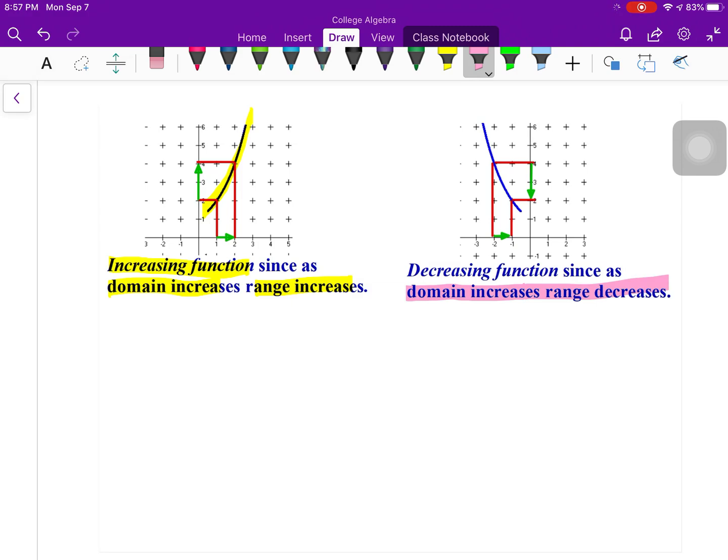will decrease. So notice here, as I pick 2 points, my x's are increasing, but my y's are falling, decreasing.